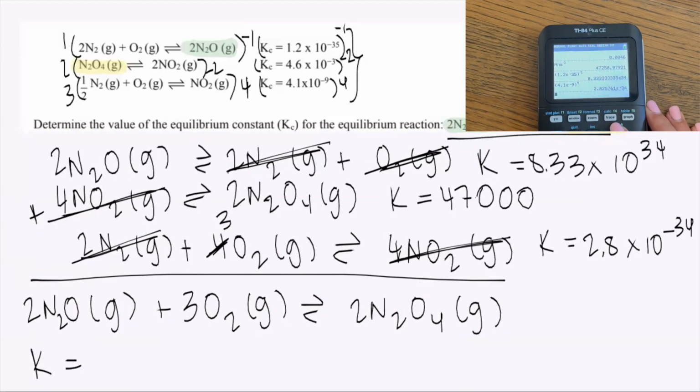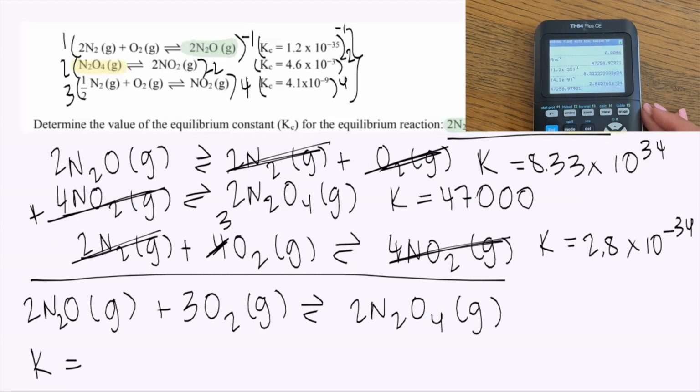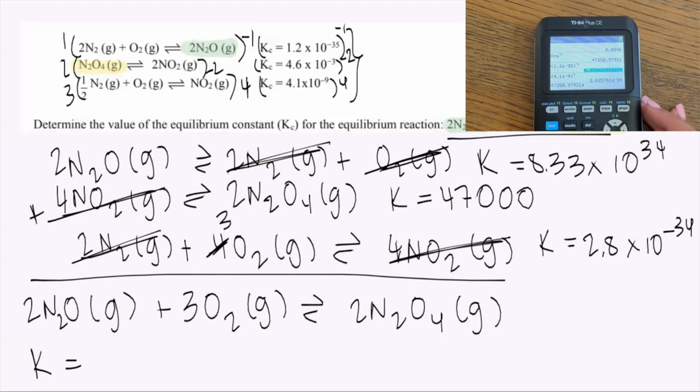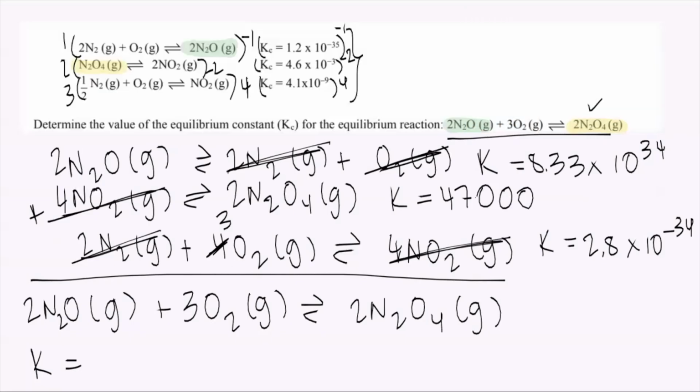and I'm going to multiply the 3 values together using the unrounded numbers in my calculator. So the 47,259 times the 8.33 times 10 to the 34th times the 2.8 times 10 to the negative 34th. And you're going to get 1,112,854, but we're using 2 sig figs, so I'm going to round that to be 1.1 times 10 to the 6th. And that is all for this problem.